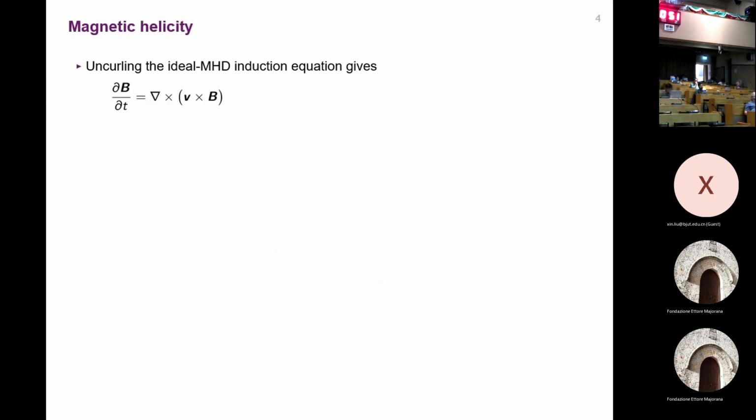Just to remind you, where does helicity come from? This is the MHD induction equation that we've seen multiple times this morning, and it's the basic equation that governs the magnetic field evolution. The idea with helicity is that if you uncurl this equation, so you write your magnetic field as the curl of a vector potential A, then you get an equation for that vector potential. Because you uncurled, you've got an unknown gradient function.